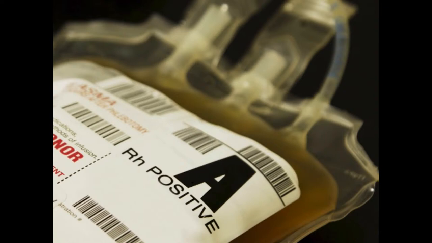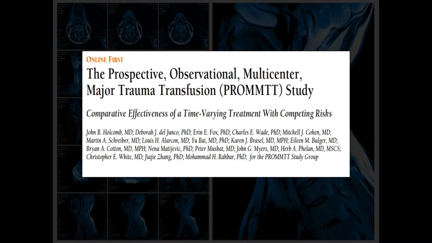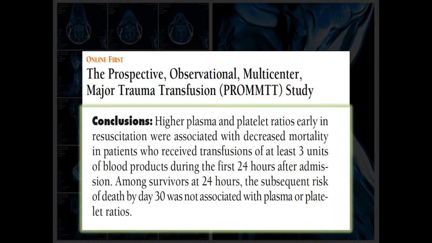And then we saw a trial done specifically called the PROMET trial on FFP. And this was a prospective observational multi-center trial that focused on the effectiveness of treatment with plasma. And really, the conclusion was higher plasma and platelet ratios early in resuscitation were associated with decreased mortality in patients who received transfusions of at least 3 units of blood products during the first 24 hours after admission. Among survivors at 24 hours, the subsequent risk of death by day 30 was not associated with plasma or platelet ratios. So what we're seeing here is very, very similar to the previous trial that we just looked at, is that it's beneficial in the first 24 hours, but it doesn't always translate to 30-day discharge or 30-day survivability.